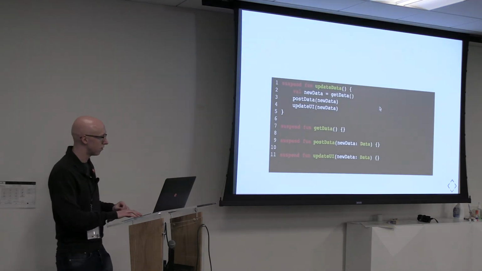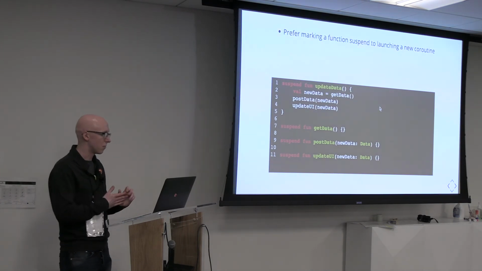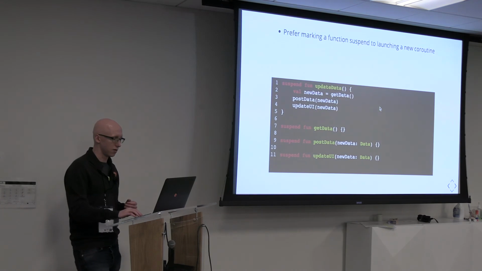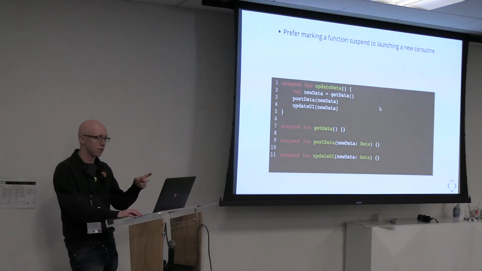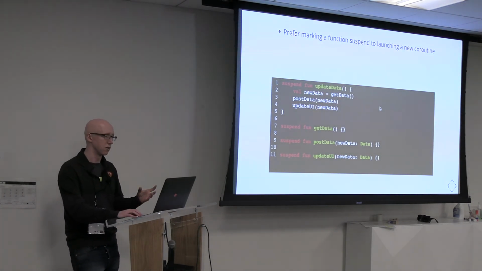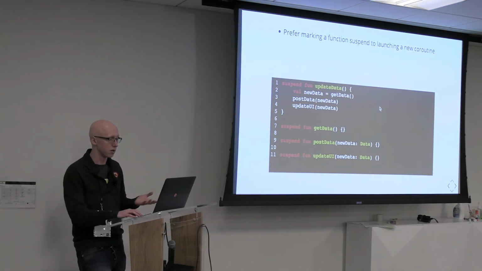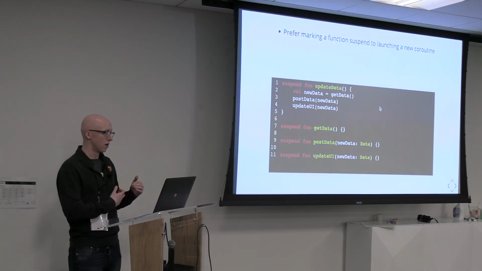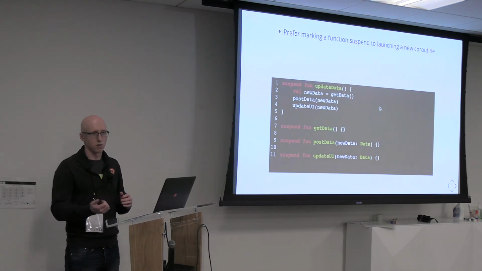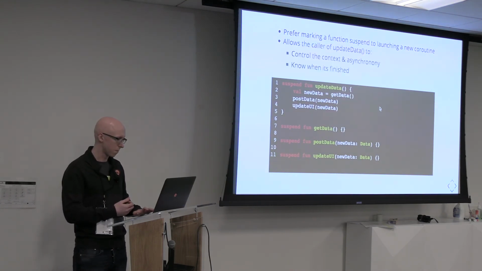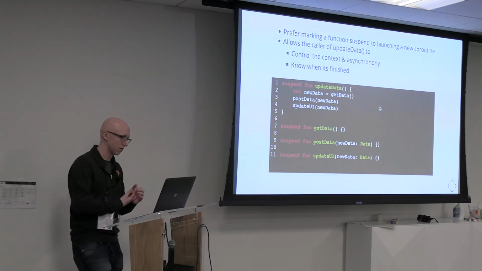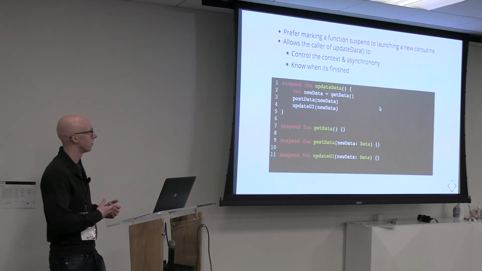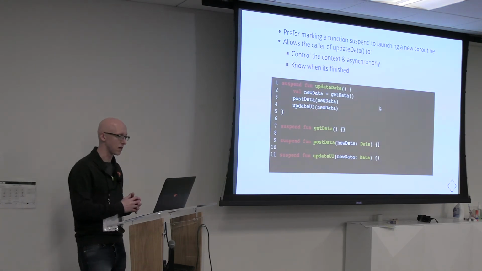So what you should do here is prefer marking a function suspend to launching a new coroutine. Then in your test you can call this, and you'll know when it's finished, but you'll still get all the benefits of not blocking in your production code. In your production code, you can then decide to run blocking or run it in a new coroutine. It allows the callers to control the context, so where it runs, what thread pool it runs on, and the asynchrony, and to know when it's finished, which is essential for tests.